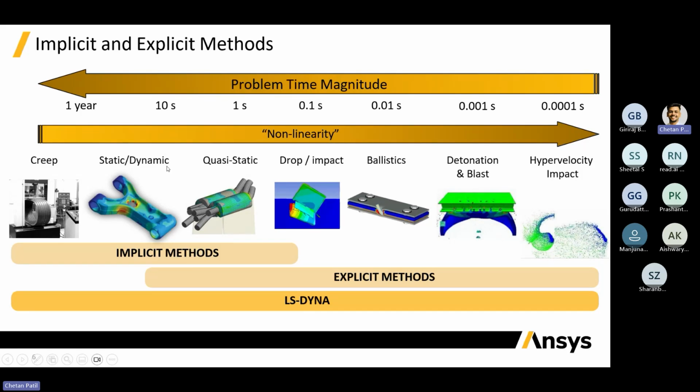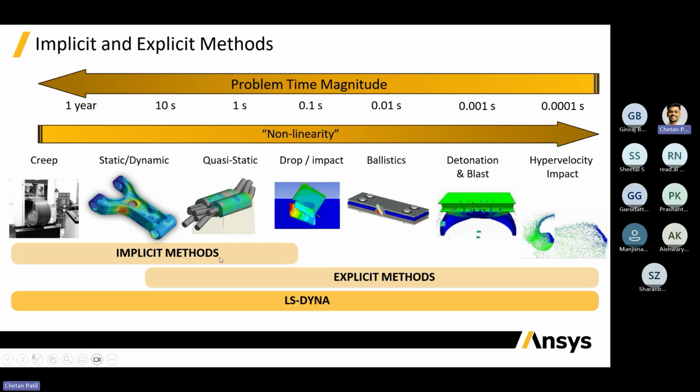If such non-linearities take more amount of time to occur, those kinds of non-linear simulations are supposed to be solved using the implicit method. There are many possibilities to solve the quasi-static, static, dynamic, or drop impact simulation with both the methods.